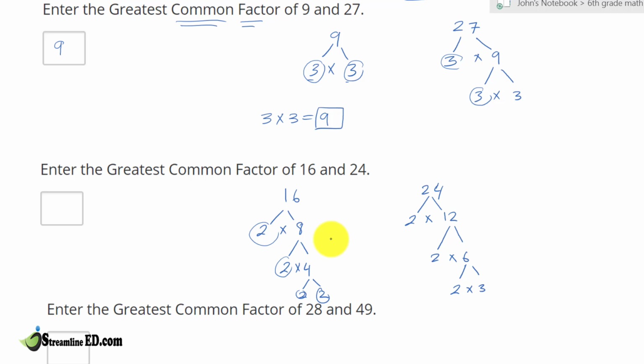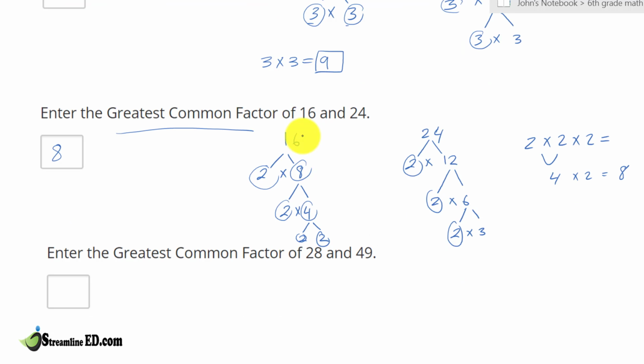Now let's look at the prime factorization of both numbers. What do they have in common? Over here we have four 2s, and over here we have three 2s. So we have three 2s in common. What is 2 times 2 times 2? 2 times 2 is 4, and 4 times 2 gives us 8. So what is the greatest common factor between 16 and 24? The answer is 8.